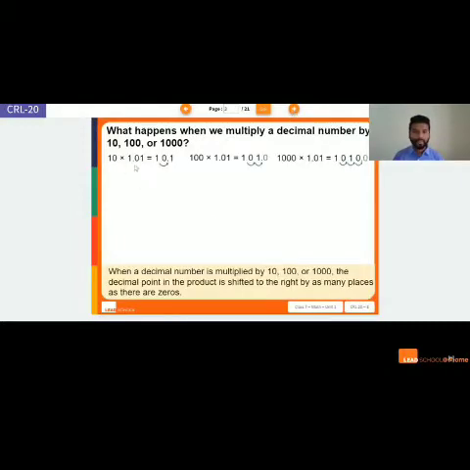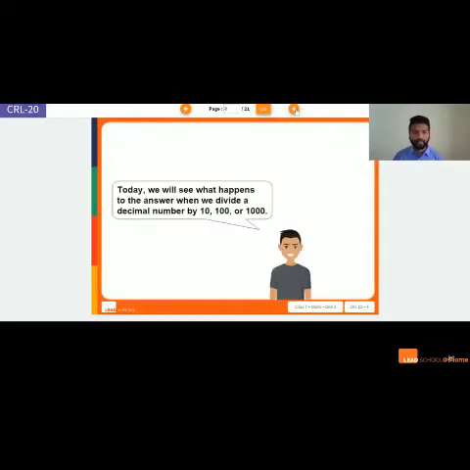Alright. When I multiply by 10, the decimal point moves 1 point. When I multiply by 100, it moves 2 points. When I multiply by 1000, it moves by 3 points. So, when a decimal number is multiplied by 10, 100 or 1000, the decimal point in the product is shifted to the right by as many places as there are zeros. Correct? Let us go to the next slide.